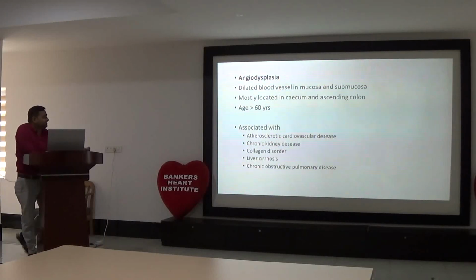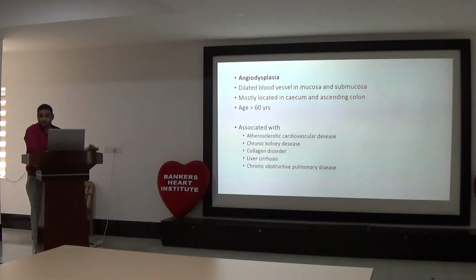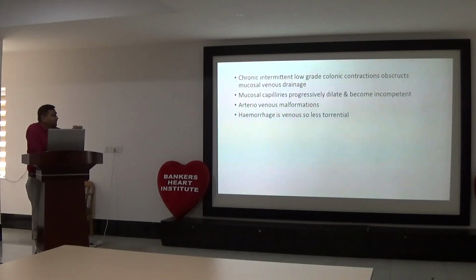Another is angiodysplasia. This is nothing but a dilated blood vessel. This blood vessel dilates also due to the same reason, constipation. It is mostly located in the cecum and ascending colon, and this is also a disease of elderly people. It is mostly associated with systemic disease like atherosclerotic cardiovascular disease, chronic kidney disease, collagen disorder, cirrhosis, or pulmonary disease. Basically, in this disorder there will be dilatation of the vessel. This chronic intermittent low-grade colonic contraction obstructs the mucosal venous drainage. So the capillaries will progressively dilate, and there is arteriovenous malformation. But here, hemorrhage is less torrential compared to diverticulosis because this hemorrhage is venous.